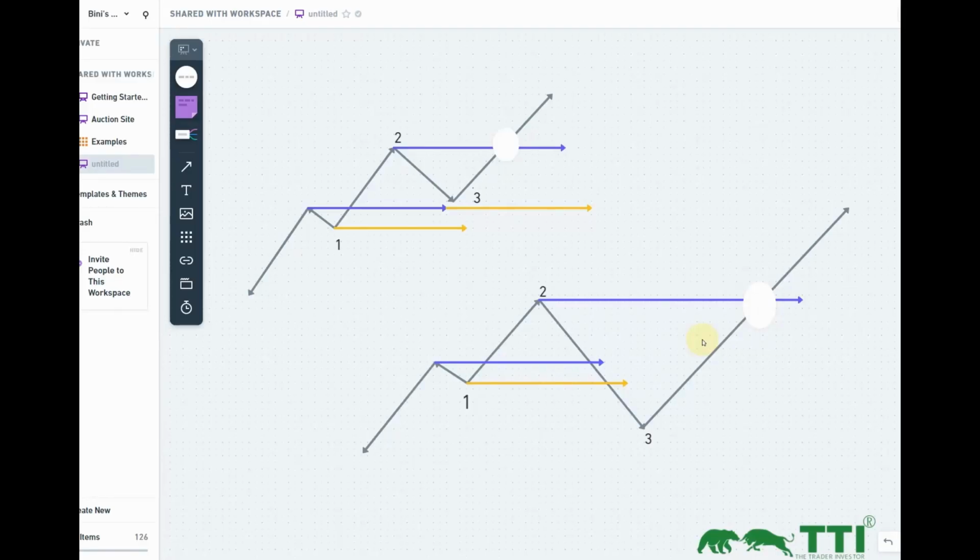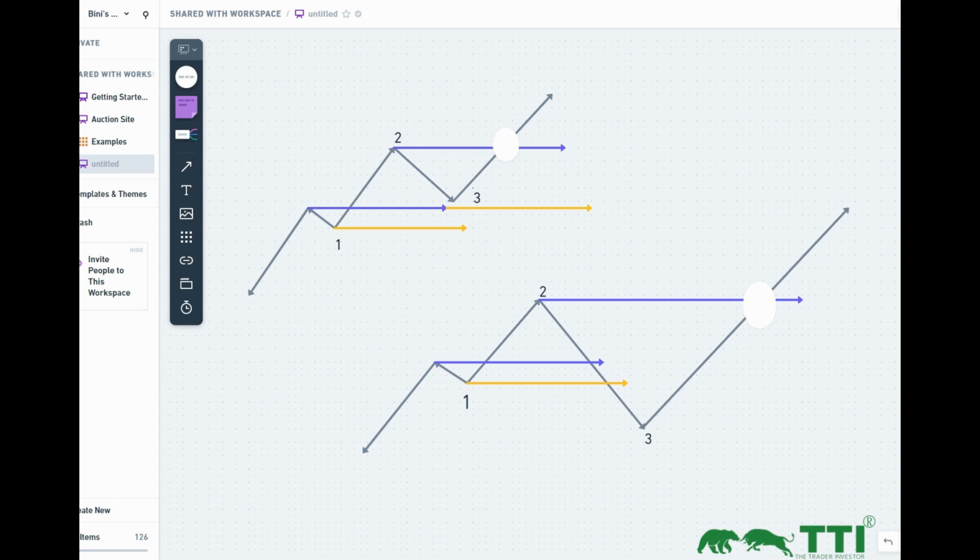Today's lesson, what we have gone over the last couple of weeks, is really about understanding structure and understanding what break of structure means, what continuation of that structure means. That's really what we're going to focus on.